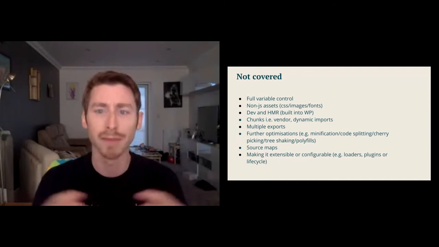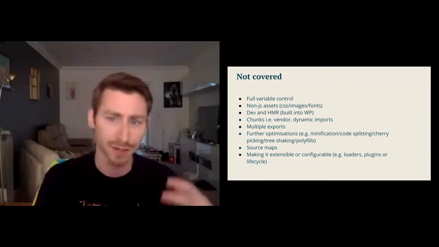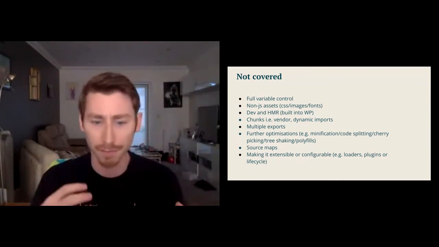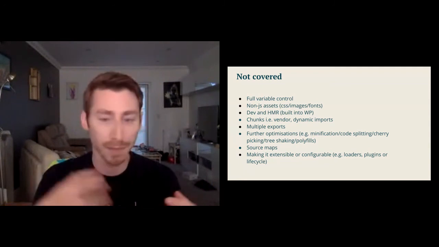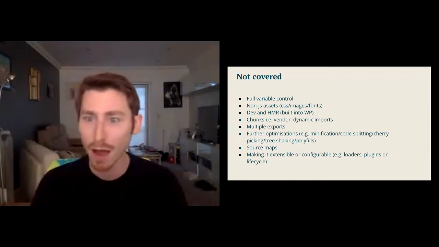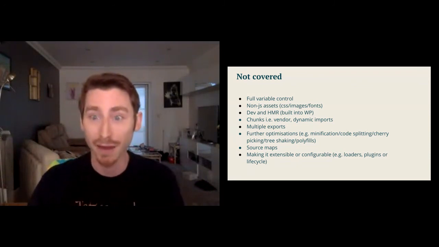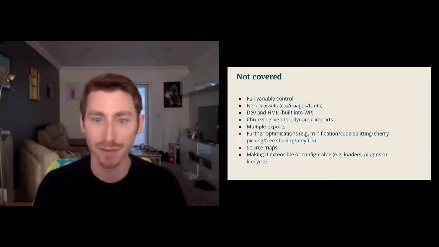Source maps. Webpack uses a mixture of all the different pre-processes, the typing, Babel, any kind of pre-process, which all generate their own maps, and Webpack manages merging them all together. Ours ignores all the source maps.